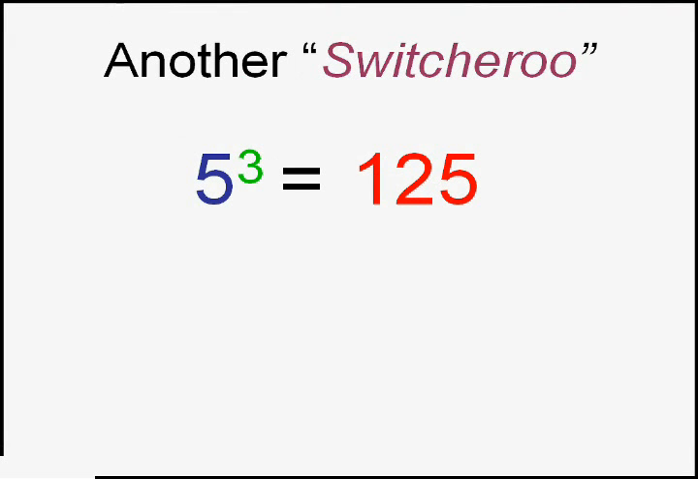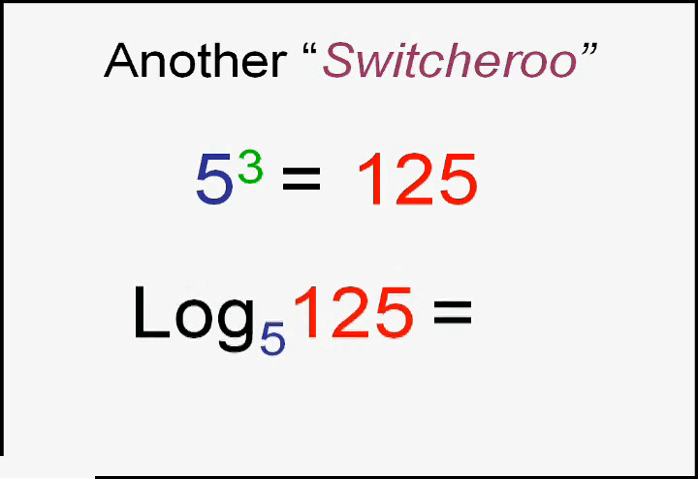Let's go back and forth. The base 5 to the exponent 3 equals the number 125 could be rewritten. The logarithm using base 5 of the number 125 is the exponent, of course, a logarithm is an exponent, which is 3.